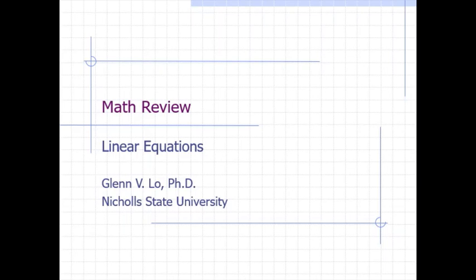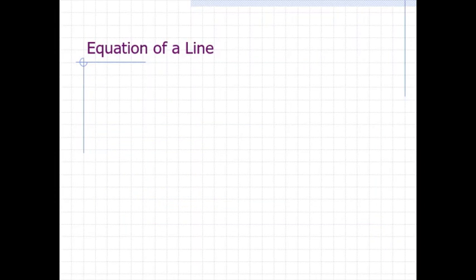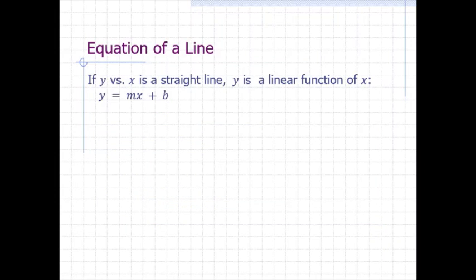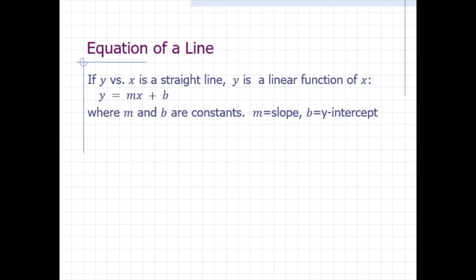In this lesson, we will review how we can mathematically describe straight lines. When a plot of y versus x is a straight line, we say that y is a linear function of x. Symbolically, we can summarize the relationship between x and y by writing the equation y is equal to mx plus b. In this equation, the letters m and b are constants. The constant m is called the slope of the line, and the constant b is called the y-intercept.